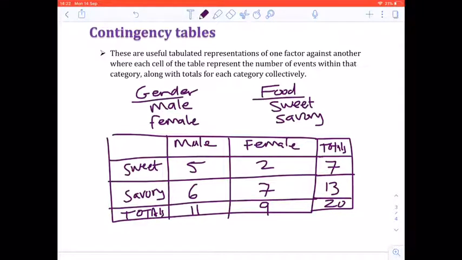We have 2 different categories and subcategories of each. You might have 3 categories. You don't have to have 2 in each. You might have 3, maybe even more, 4 against 2, or you can even have 4 against 4. It just depends. And then how this works in terms of probability: each of these cells represents the number of people within the category. So the probability of a female who chose sweet would be 2, because female and sweet, over the total, which is 20, which would be 1 over 10. So that's how they work basically.